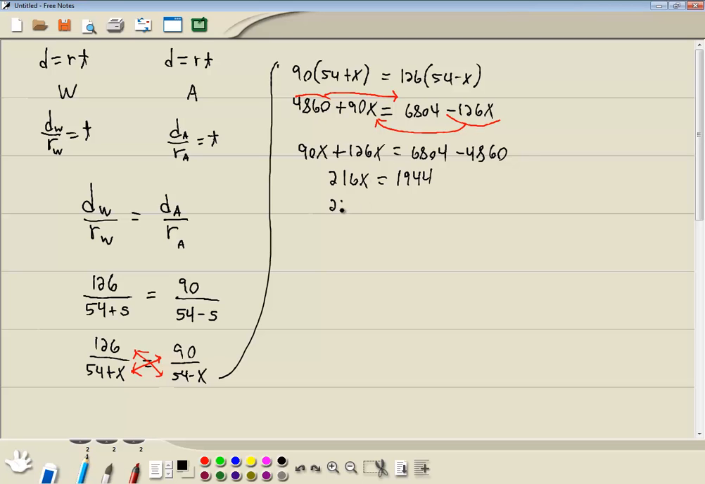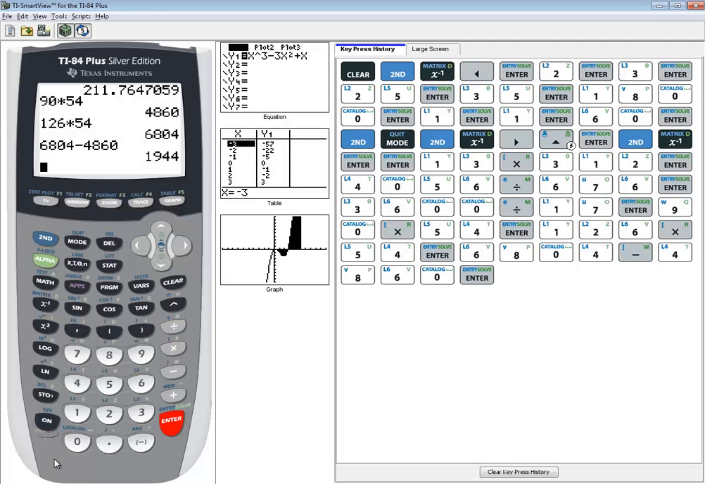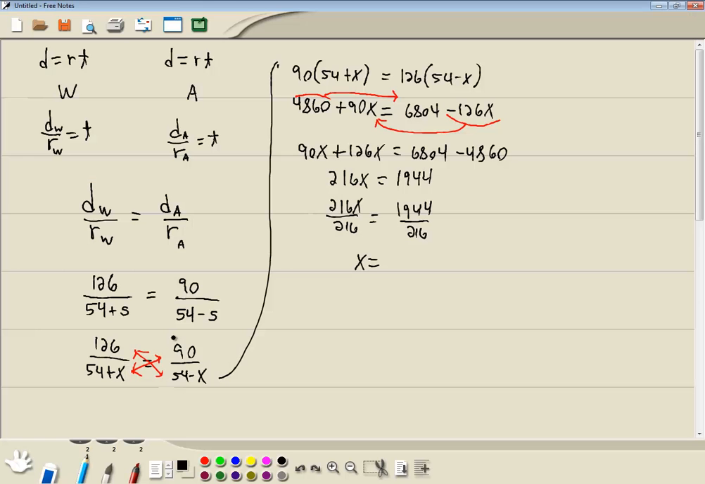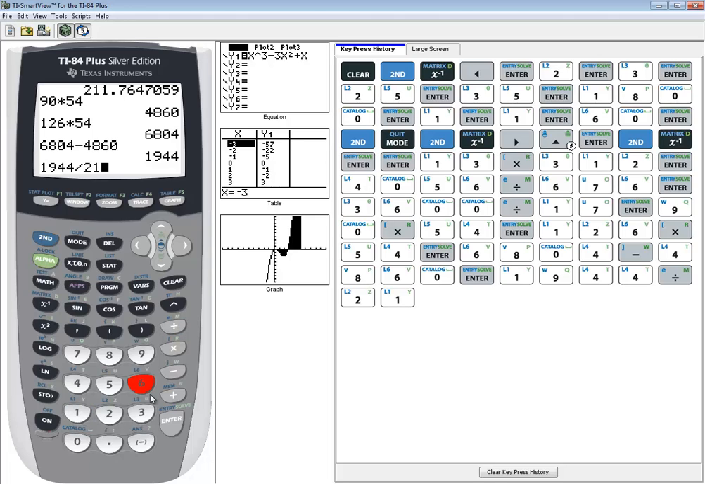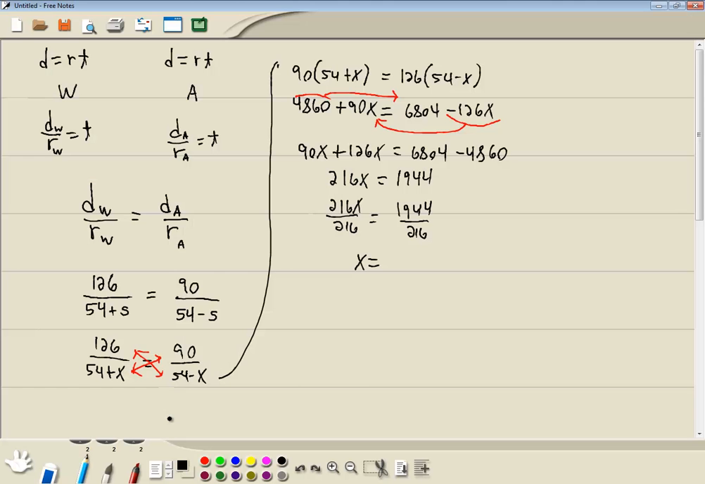Divide both sides by 216, and let's see what we get. x, which represents the speed of our current, we have 1944 divided by 216. And that gives us 9. And of course, it'd be 9 miles per hour. And that seems to make sense then.